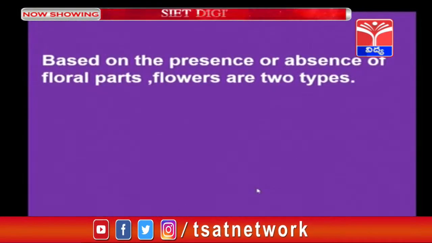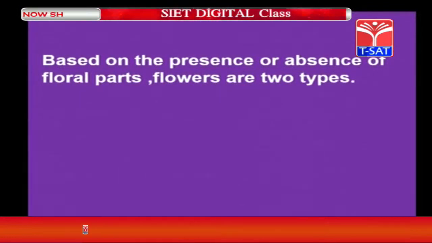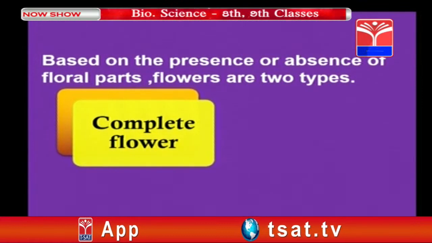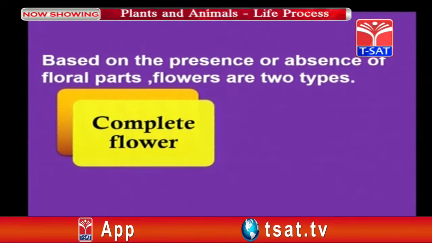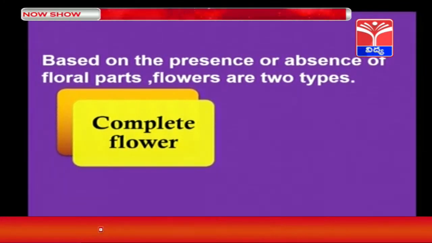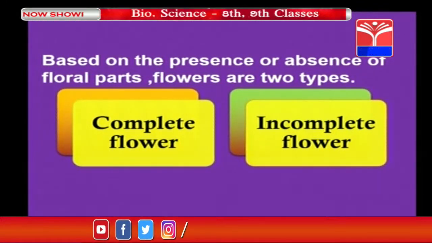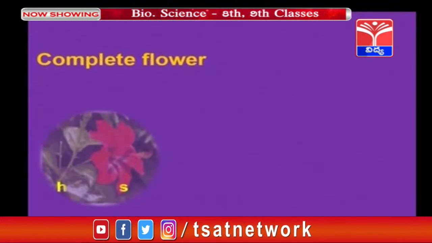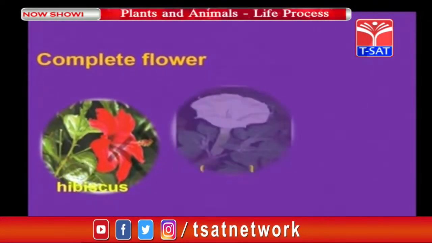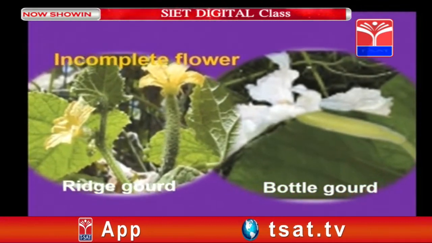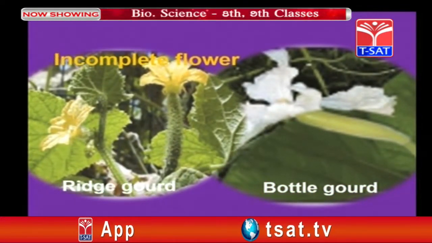Based on the presence or absence of floral parts, flowers are divided into two types. A complete flower has all four whorls: sepals, petals, calyx and corolla. An incomplete flower is a flower in which any one whorl is absent. Examples of complete flowers are hibiscus, datura and lotus. Examples of incomplete flowers are ridge gourd and bottle gourd.